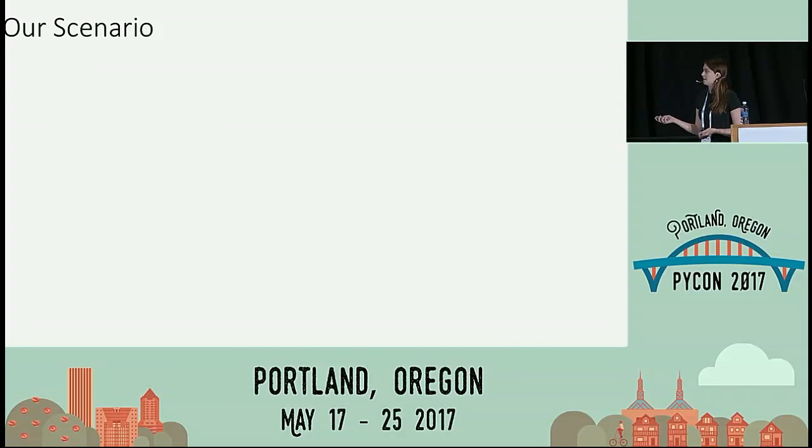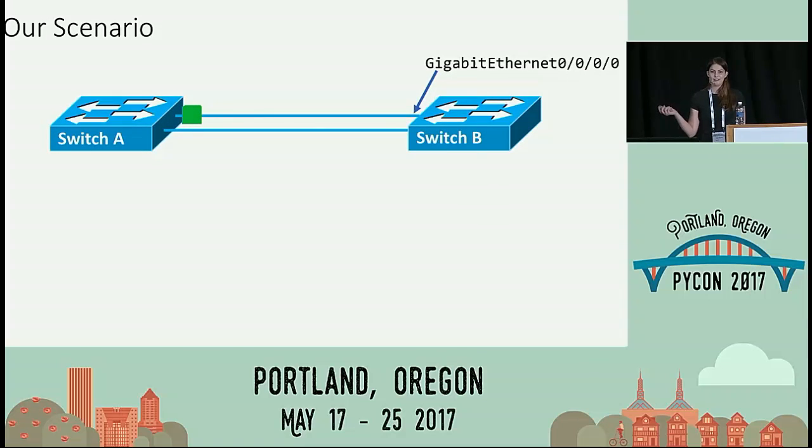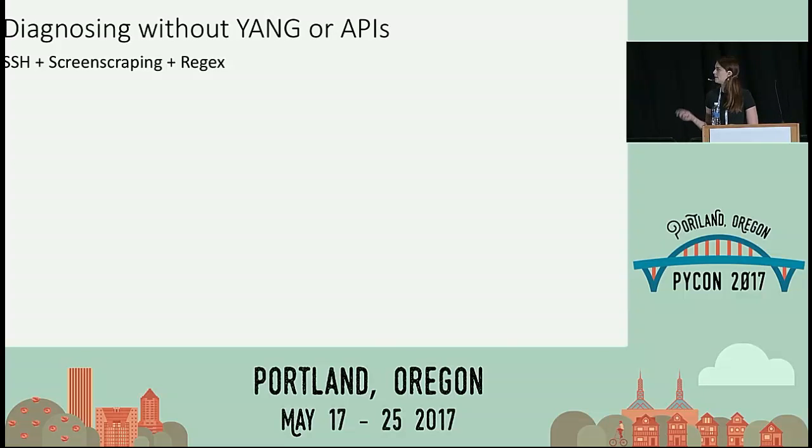So here's our scenario. We have switch A trying to talk to switch B. For some reason, switch A cannot send its packets to gigabit Ethernet 0/0/0. We suspect somebody has fat-fingered the interface and has accidentally shut it down. So the interface is just not on. Super basic. How can we diagnose this without YANG or APIs?